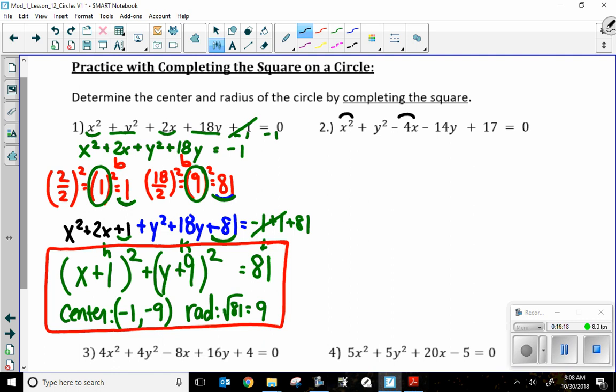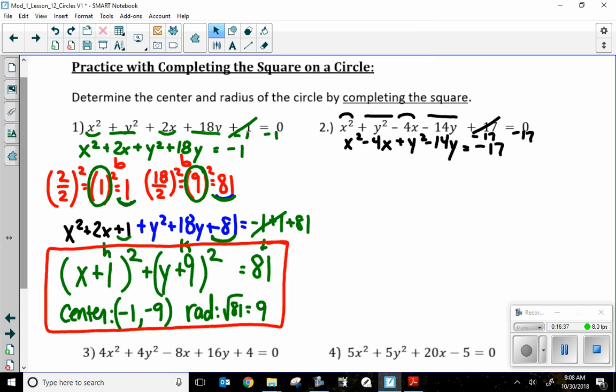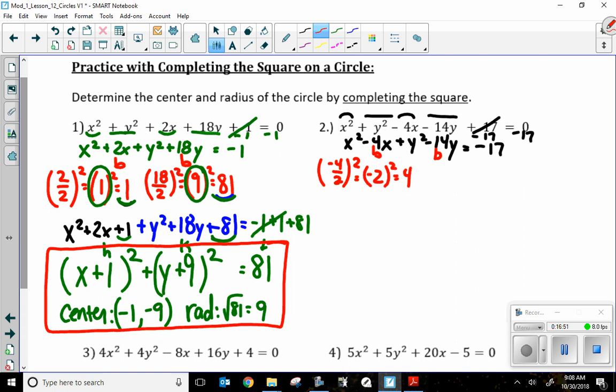Okay, my x's, I have x squared minus 4x. My y's, I have plus y squared minus 14y. I'm going to get rid of the 17. It should equal negative 17. All right? The b values. Here's my b for my x. Here's my b for my y. Negative 4 over 2. I square it. That's like saying negative 2 squared, which is 4.